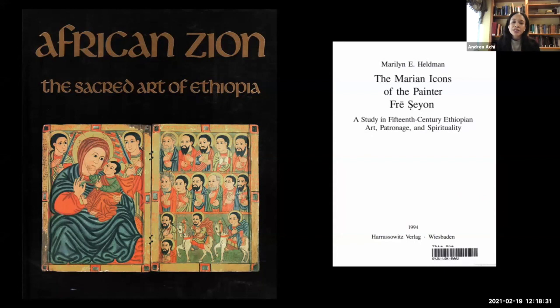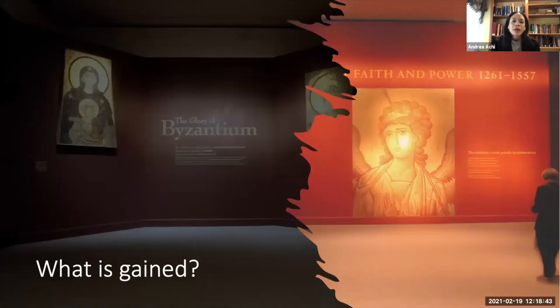After African Zion, several important exhibitions assisted in incorporating Ethiopian art into the field of Byzantine art history. And here I turn to my first case study on what is gained with the medieval turn to Ethiopia. In the exhibition catalog of the 1997 exhibition Glory of Byzantium, that was curated by Helen Evans, Professor Thelma K.